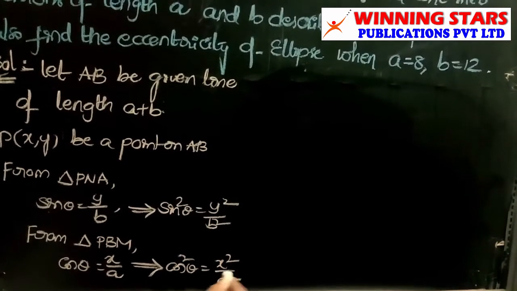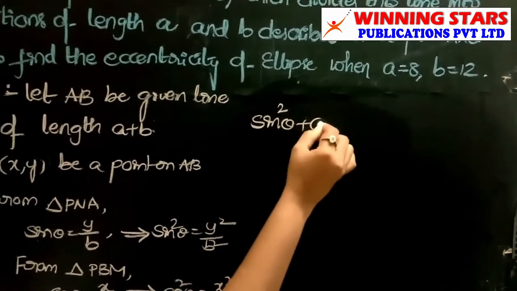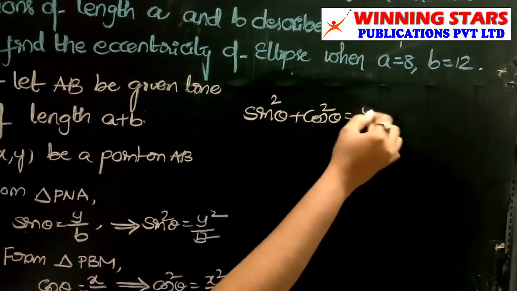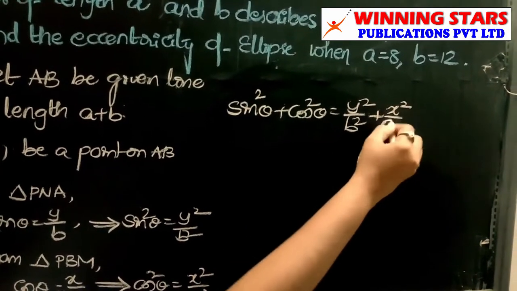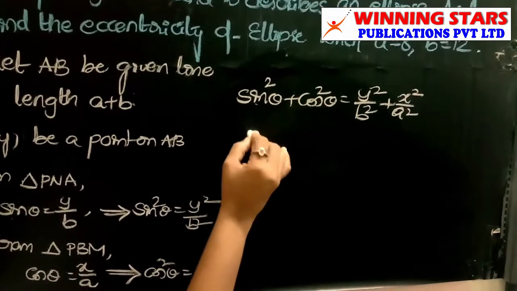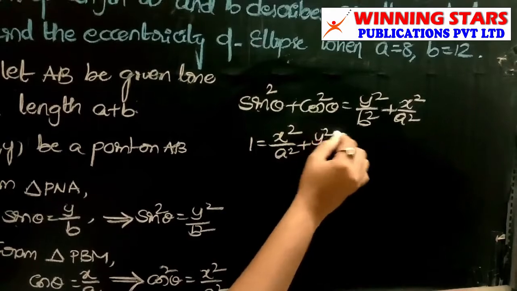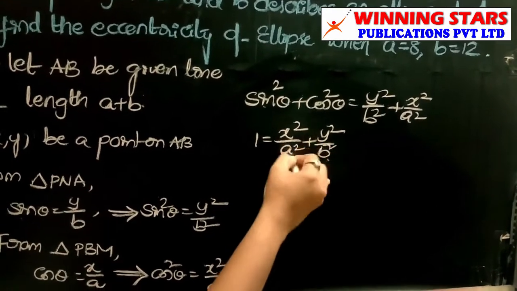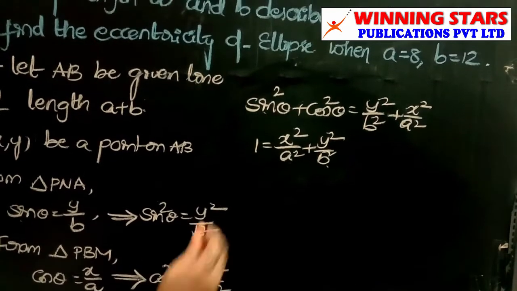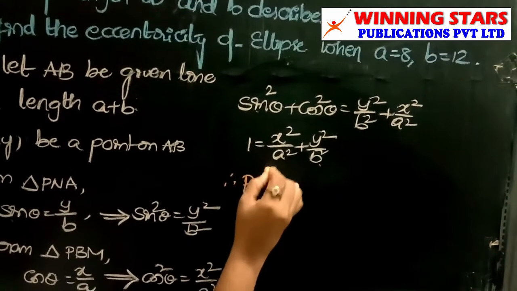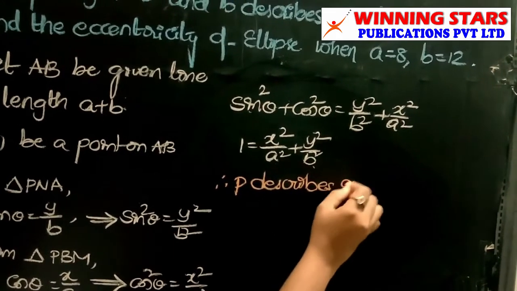Now adding these two equations, sin square theta plus cos square theta is equal to y square by b square plus x square by a square. This value is equal to 1. So 1 is equal to x square by a square plus y square by b square. Therefore, x square by a square plus y square by b square equal to 1 means it represents an ellipse. Therefore, the point P describes an ellipse.